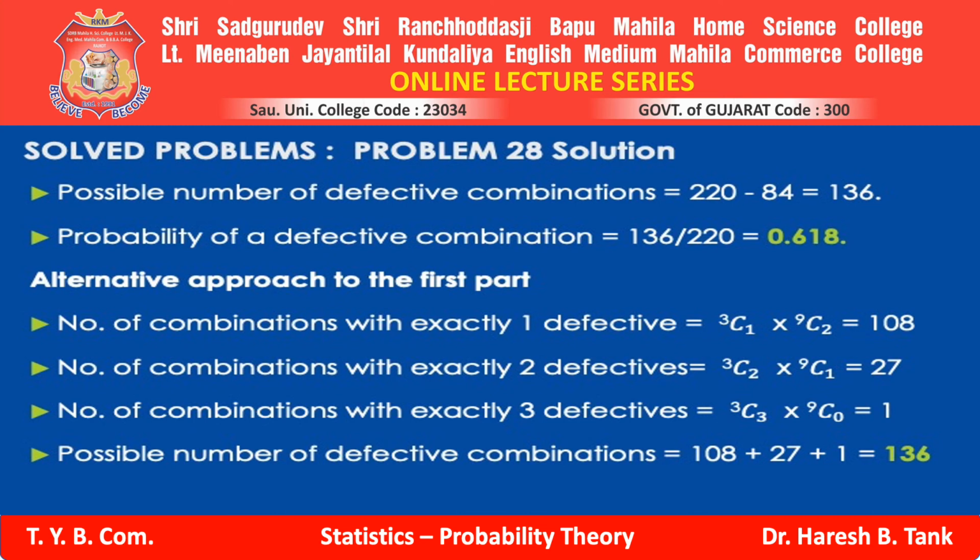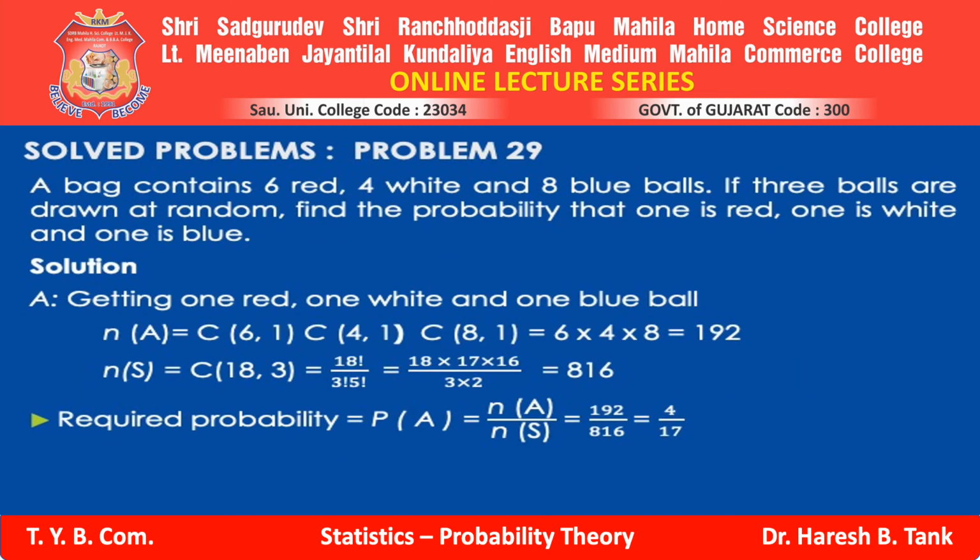So the possible number of defective combinations becomes 108 plus 27 plus 1, which comes to 136. So 136 divided by 220, and that becomes the answer, right? Next example.